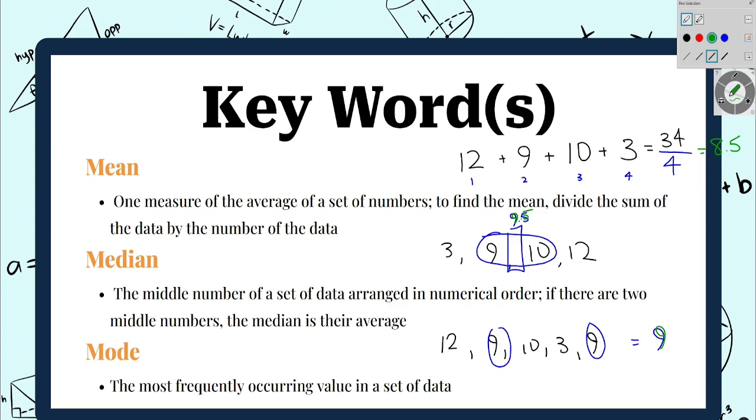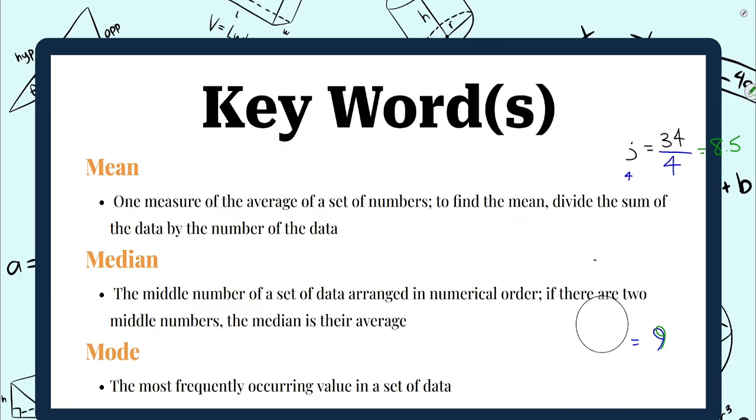But just as an example, when we're talking mean, you find the sum of all of the numbers and you divide it by how many numbers there are. The median is simply that middle number, and the mode is the one that appears most often, the one that has the most numbers. So there's a refresher on mean, median, and mode.